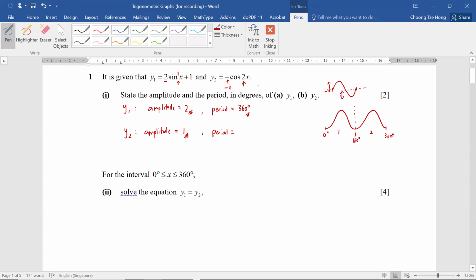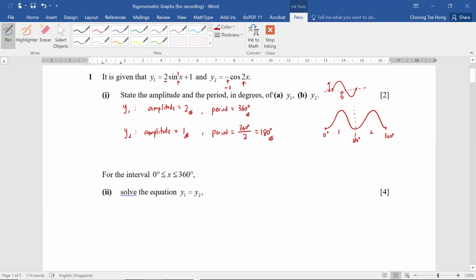Anyway, an easy way to calculate the period is to always take 360 degrees and divide by the number in front of x. If the number in front of x is 2, then you will get 180. So this will be the period for the cosine graph, y2.